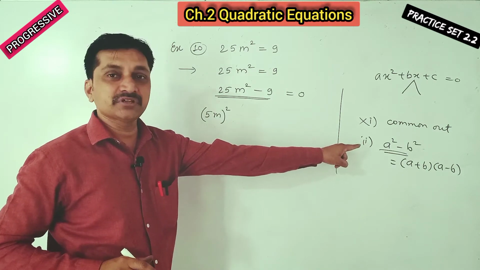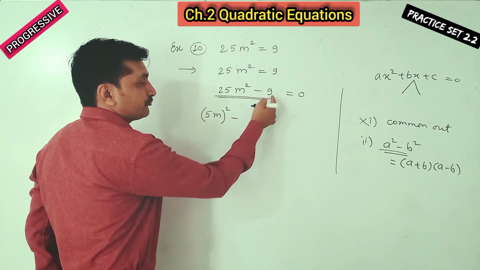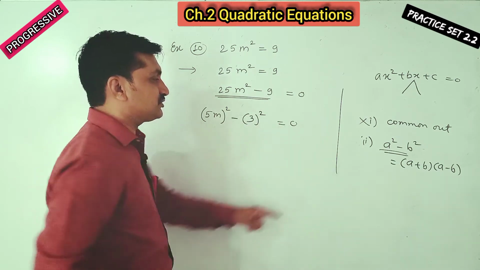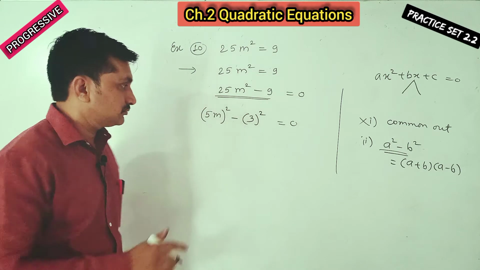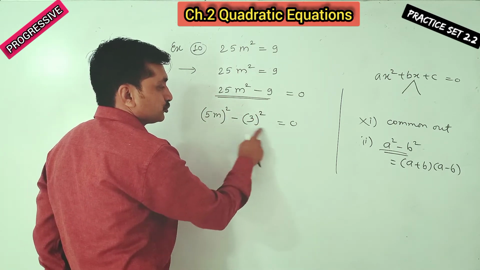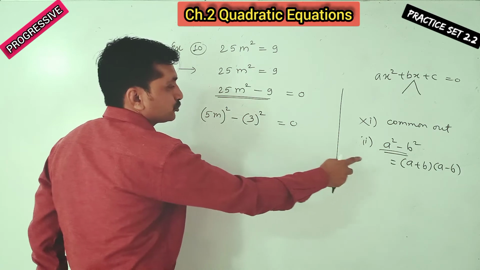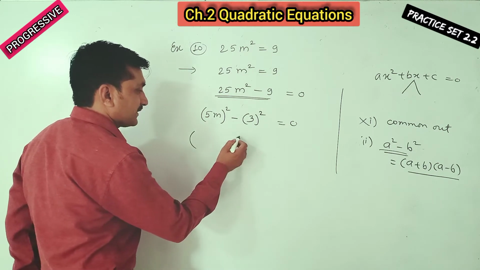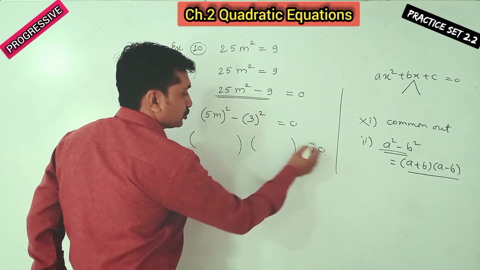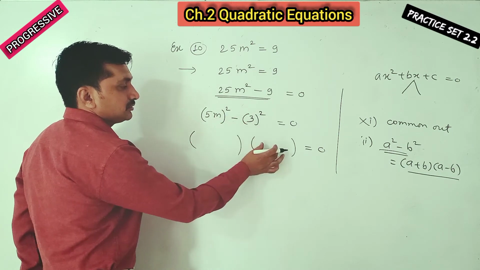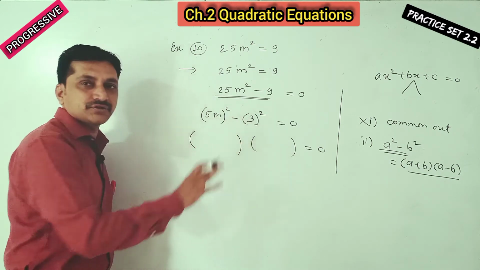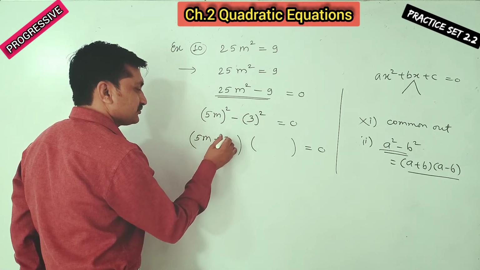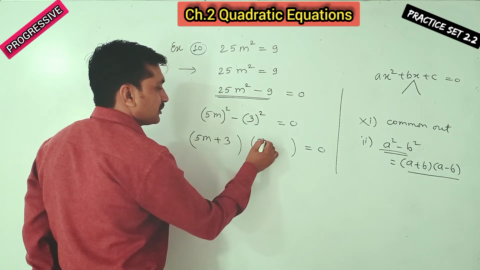It becomes a square, sign minus. What is the square root of 9? 3. Bracket square. It becomes a perfect square, equal to 0. Now it is in the form a square minus b square: first term square minus second term square. Now you have to use the formula. There will be two brackets equal to 0. In the first bracket their sum, and in the second bracket their subtraction: 5m plus 3, and 5m minus 3.